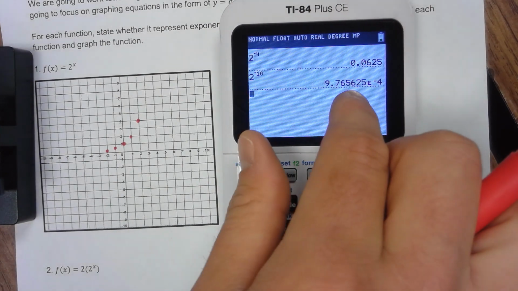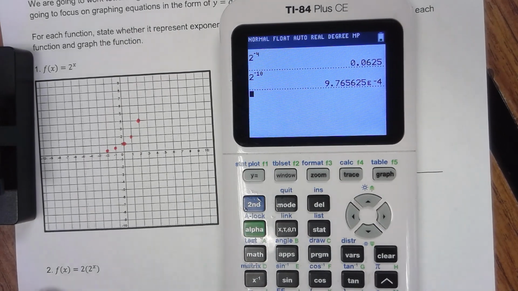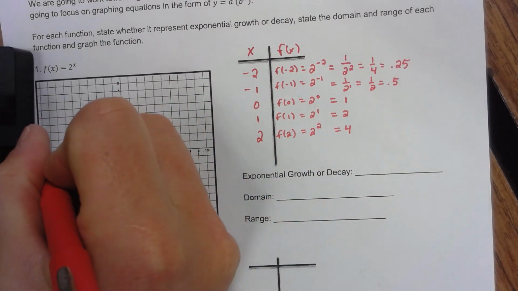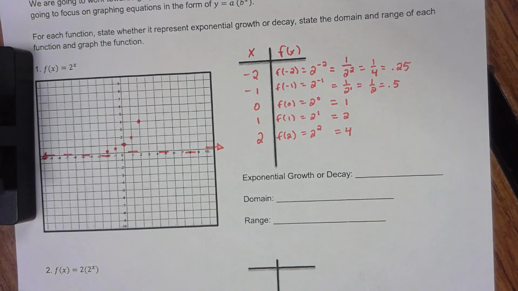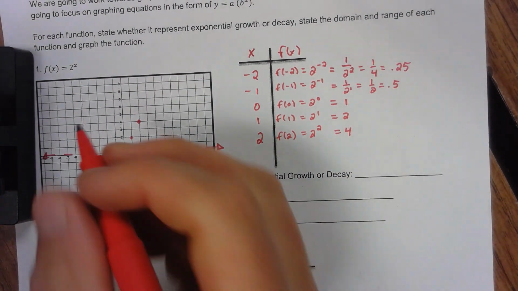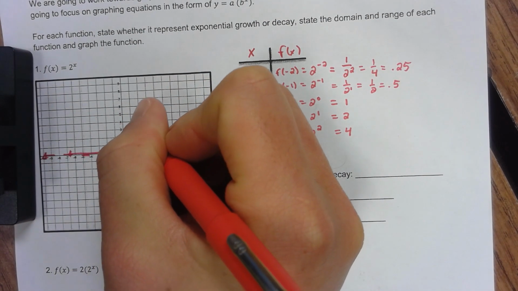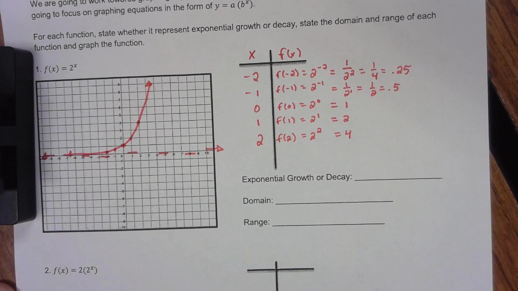That's the calculator's way of doing scientific notation. That's 9.76 times 10 to the -4. So that'd be 0.0009765, etc. So as the exponents get more negative, we're just getting closer and closer to 0, but never actually getting to 0, which creates a horizontal asymptote, just like what we saw with our rational functions. So as we get more negative, the line's going to essentially touch 0, even though it's never actually there. And then it's going to always increase very quickly on the other side of our graph here.